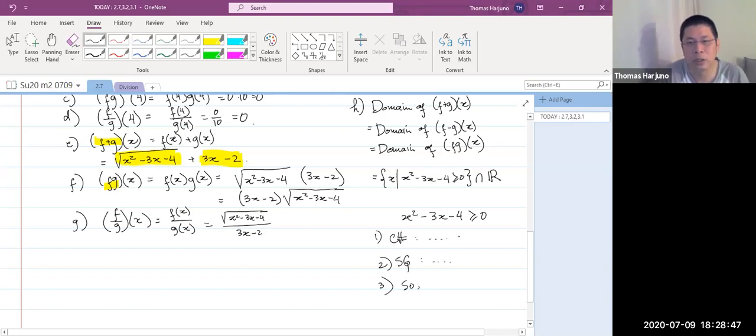You will see the critical numbers are 4 and negative 1. You do the sign graph, you put in the details yourself. And you will see the solution will be negative infinity up to negative 1 inclusive, union from 4 to infinity.